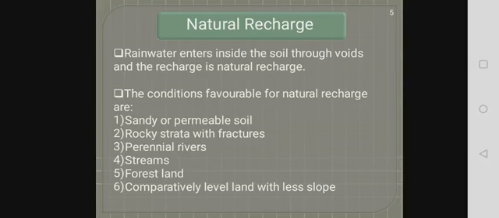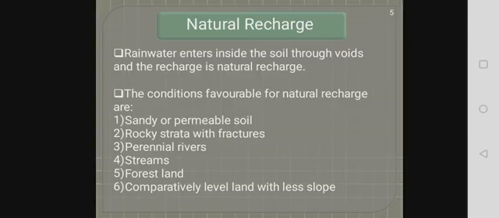Third is perennial rivers. What is meant by perennial rivers? It is a stream or river which has constant flow throughout the year. A river that flows for an entire year is called a perennial river. It helps percolation of water through the whole year. That's why perennial rivers are very important to recharge groundwater naturally throughout a year. Same with streams: streams that flow throughout a year also help to recharge the groundwater table throughout the year. Fifth, forest land. Forest land helps to stop the water, soil water and recharge groundwater.